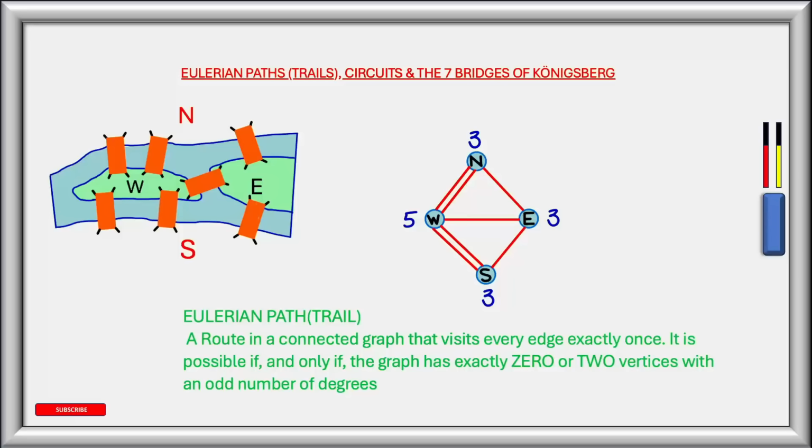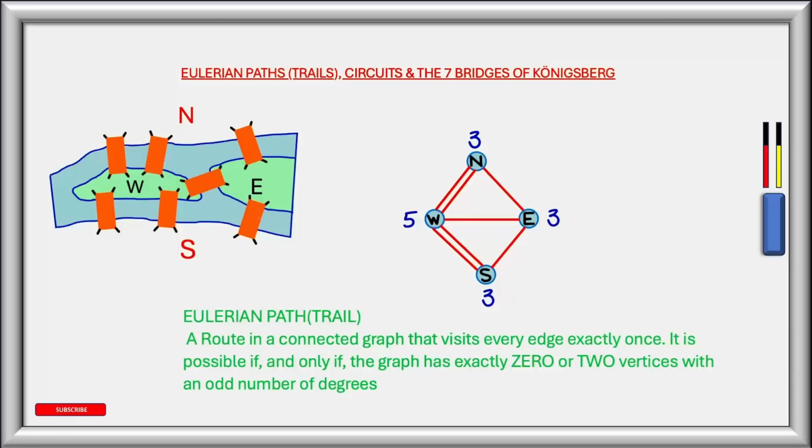Let's see what we had in Königsberg. In Königsberg, we had 4 vertices with an odd number of degrees. So the North Bank had a degree of 3, the South Bank had a degree of 3, the West Island had a degree of 5, and the East Island had a degree of 3. And so the maths says that to achieve what the locals wanted to achieve was impossible.